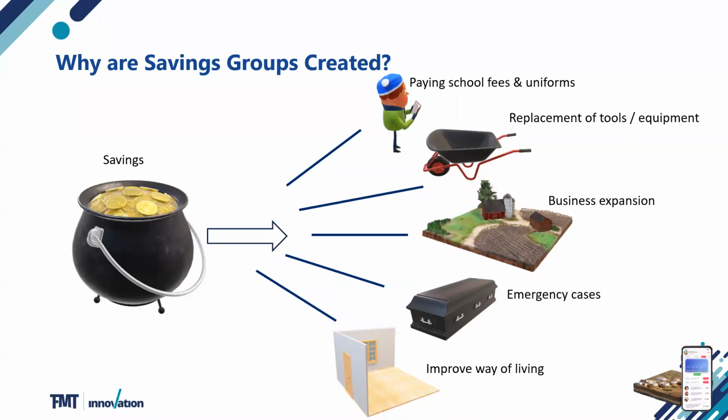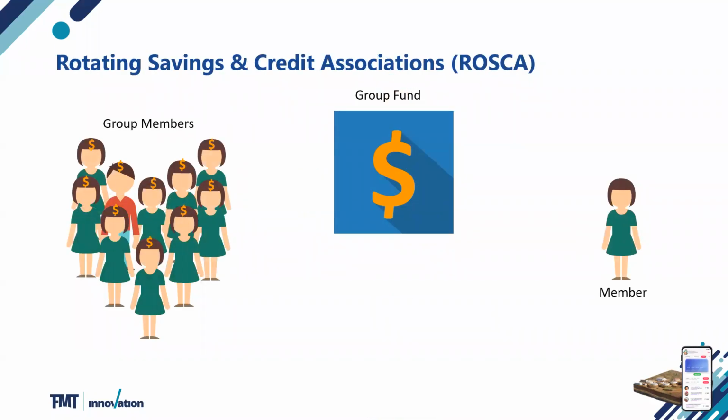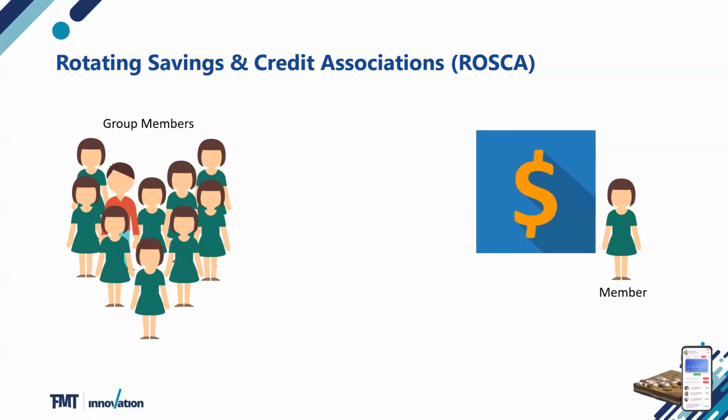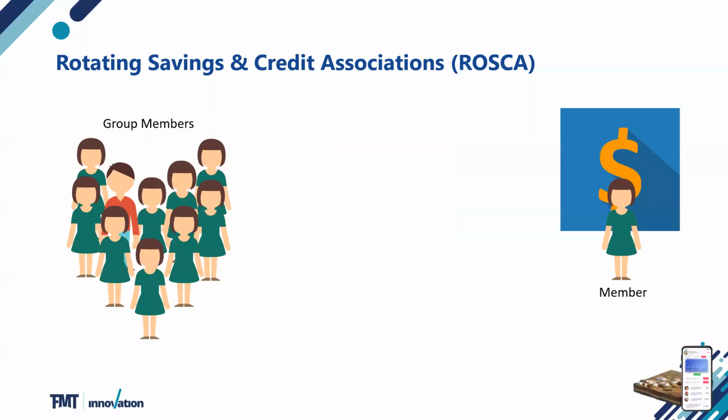Now, there are many ways to save in a group, but the simplest and most common model is known as the Rotating Savings and Credit Association. Now, the members of this group meet at a predetermined period, which could be every day, every week or month, and they contribute a predetermined amount into a group fund. And at each meeting, the money that is collected is then given to one member. Now, once that member has received their lump sum, they must still continue to contribute, but will not receive another lump sum until all the other members have had a chance to receive it once.